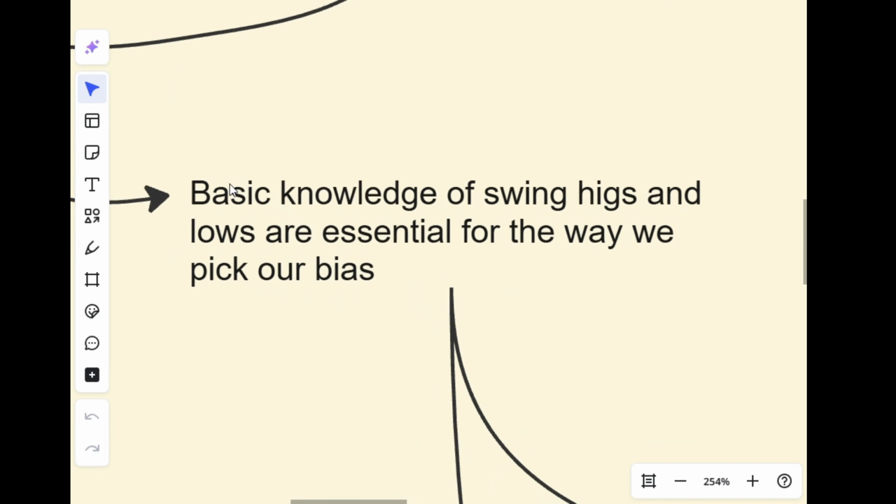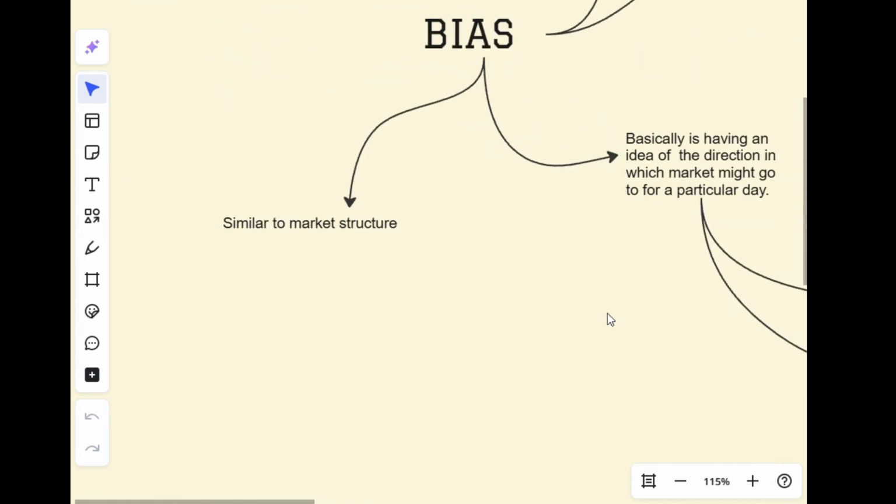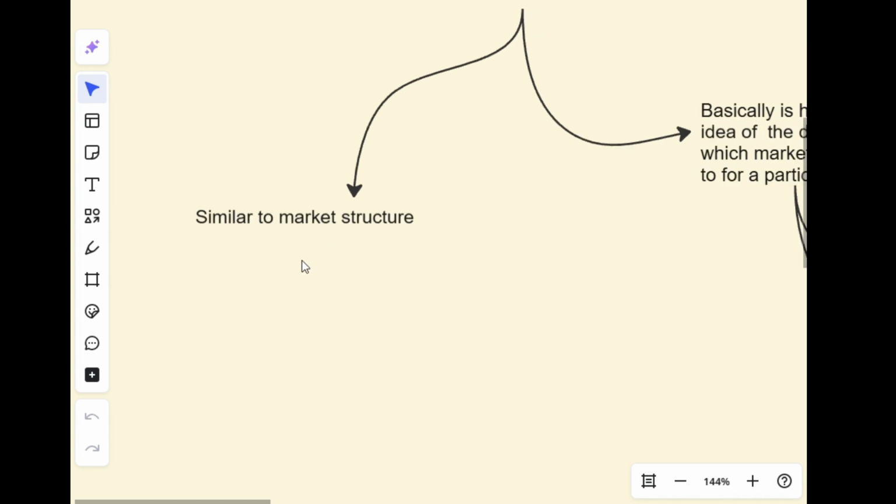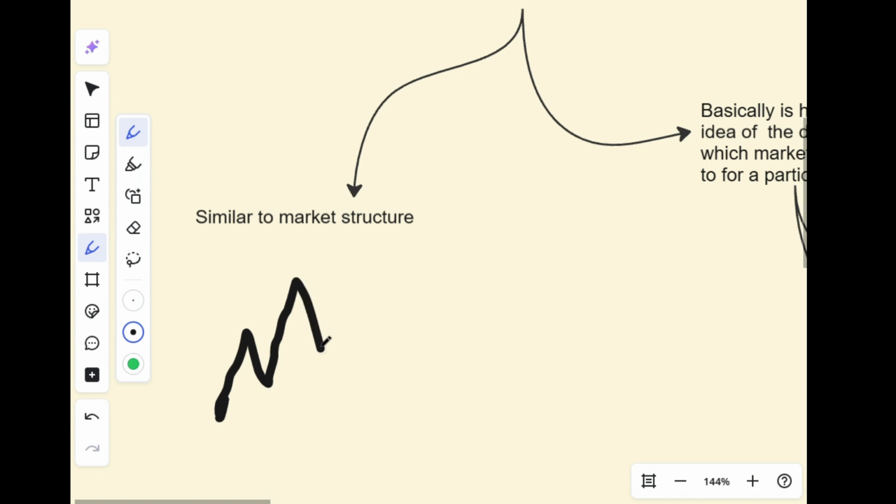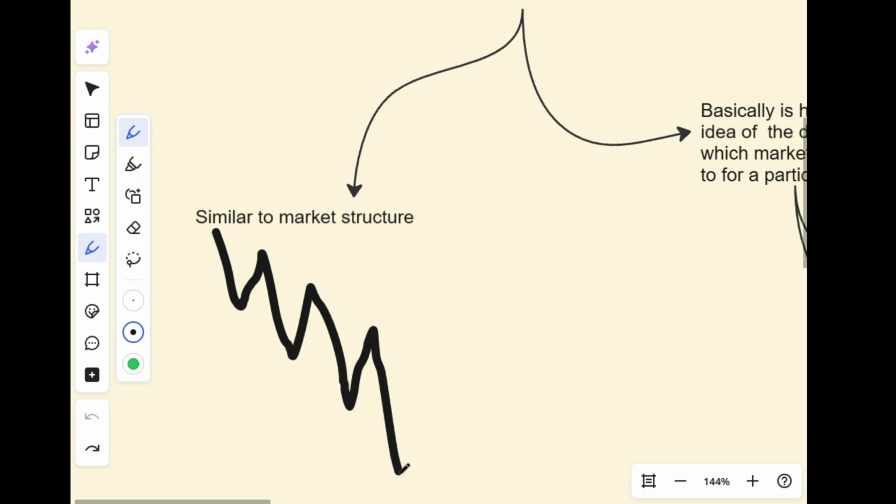Now, for us getting bias, the basic knowledge of swing highs and swing lows is essential for the way we pick our bias in our academy. The way we do ours is similar to market structure. For an uptrend or bullish bias, you will have higher highs, higher lows, higher highs, higher lows, and so on. For a downtrend, it's the usual lower high, lower low, lower high, lower low.